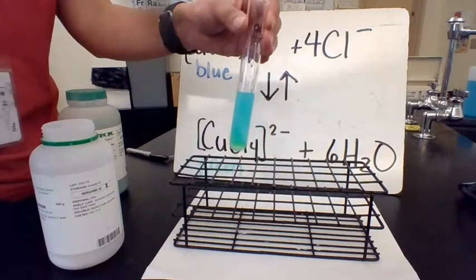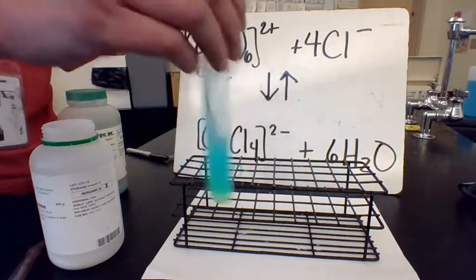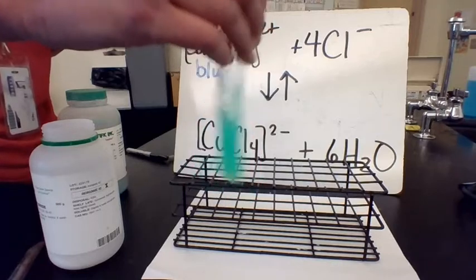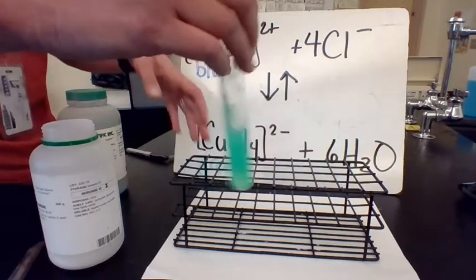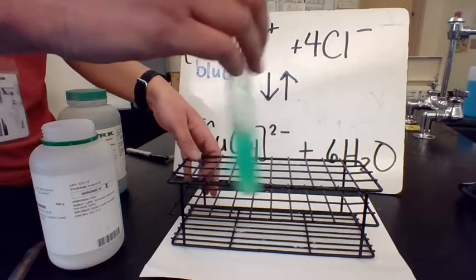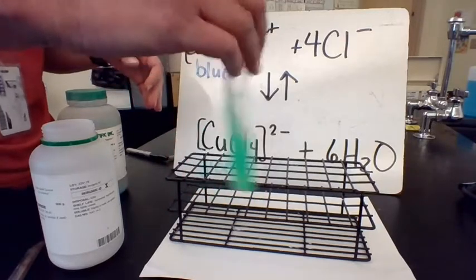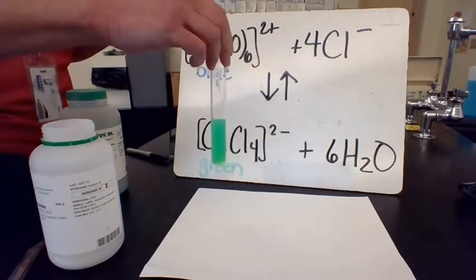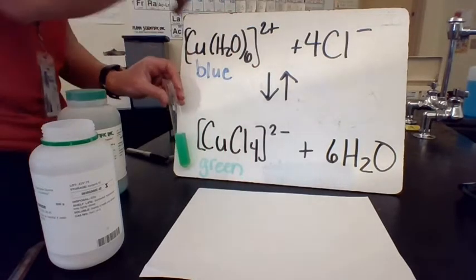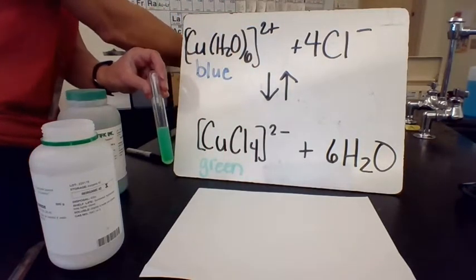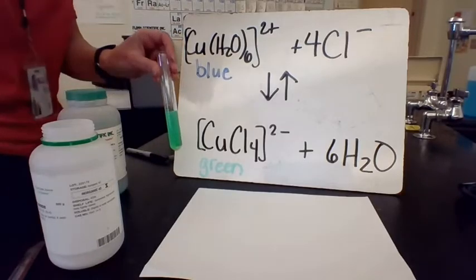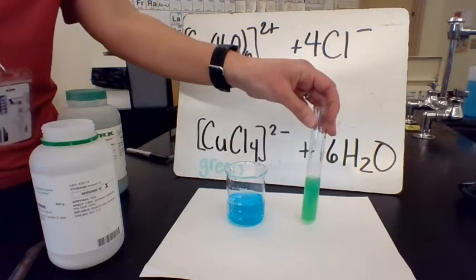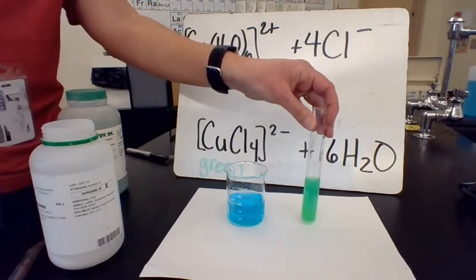So what I'm doing right now is I'm adding chloride ions to my equilibrium mixture. And you might notice there's a color change happening. Maybe it's hard to see as I'm shaking it, but after I'm finished shaking it, I will pause and show you. Now, do you see how it looks green? If you don't remember what it looked like initially, let me show you the beaker of what it looked like initially. So initially it was blue, and then we added some chloride and it turned green.